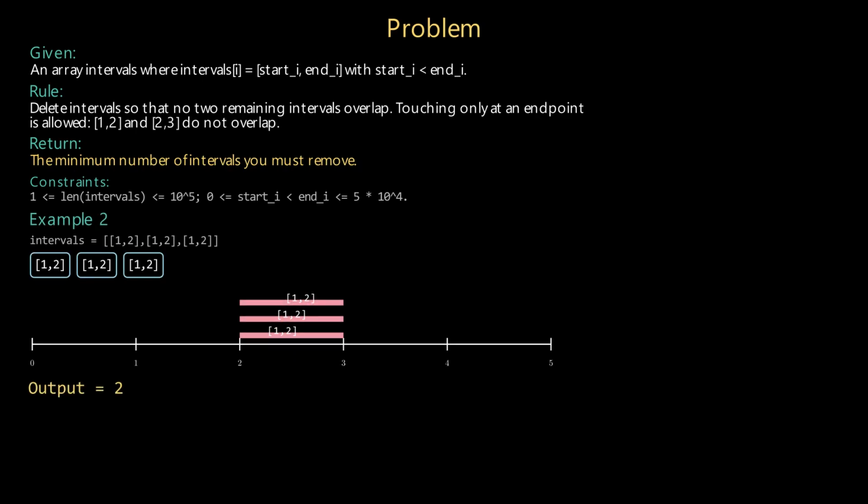Example 2: 3 copies of [1, 2] all sit on the same slice of the line, so each pair shares time in the middle. Keep one and delete the other 2, so the answer is 2.